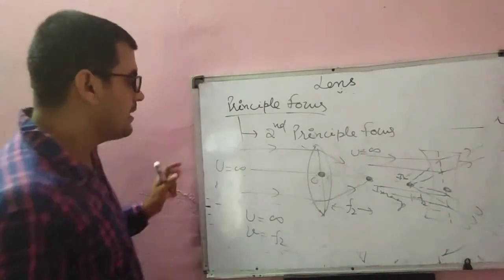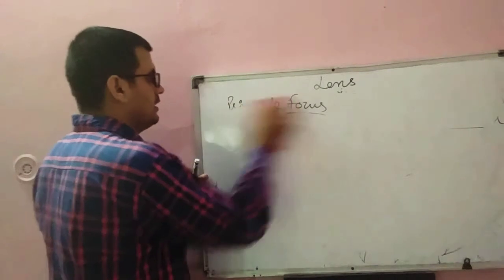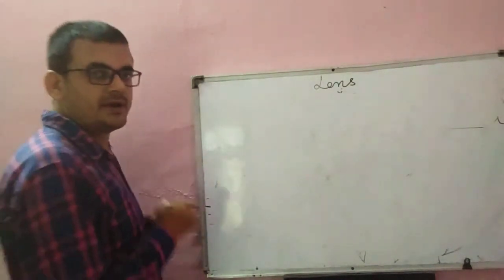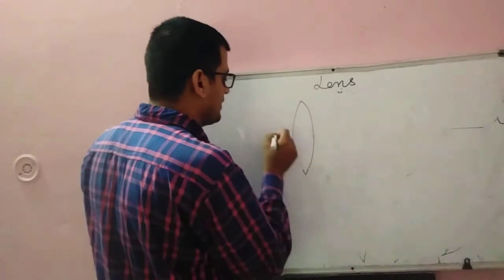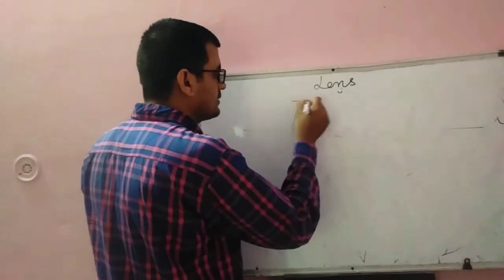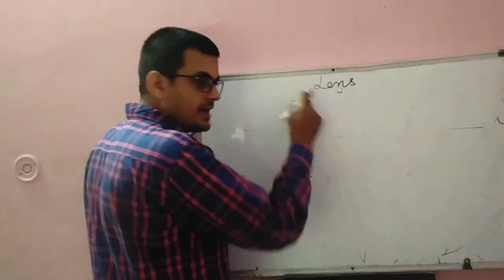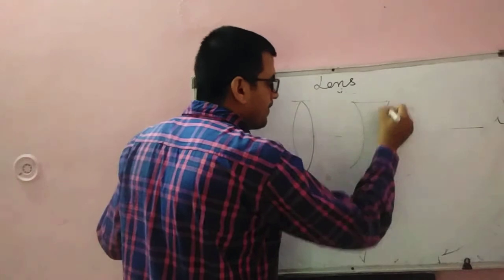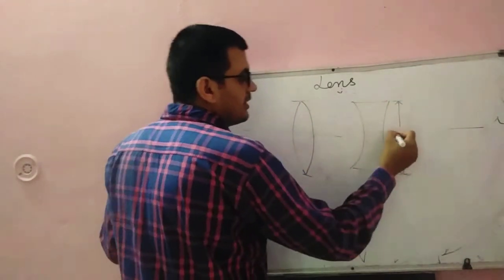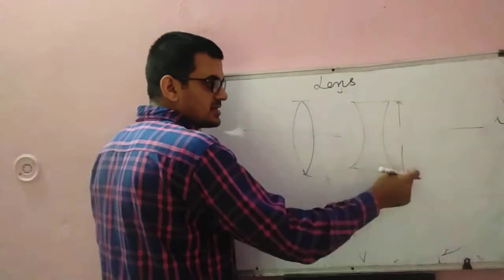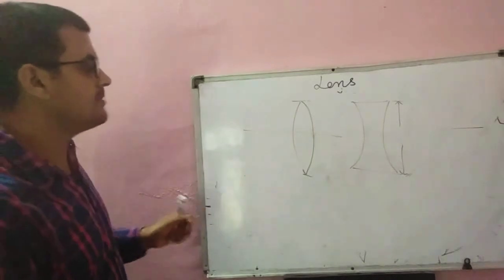Next one is the aperture. How will you define aperture? We have already discussed these terms. Aperture means effective diameter. This one and this one, the distance between end points of a lens, like this. This distance is called aperture. So we have discussed all the terms.